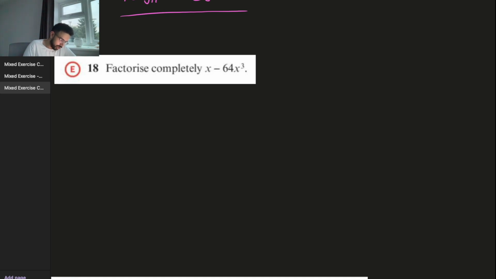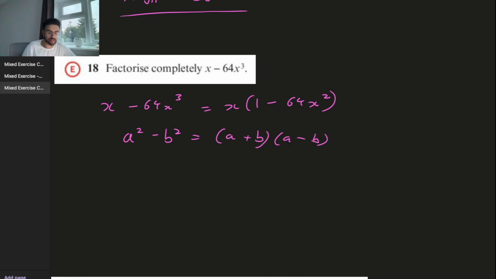On 18, we've got x minus 64x cubed. Now, straight away, I can pull out a factor of x because they're both divisible by it. So it's simply going to be x times 1 minus 64x squared. And now I can see that this is also a difference of squares. Because remember, a squared minus b squared is also equal to a plus b, a minus b. It's the same thing. It's just the other way around in this question. Now, I can rewrite 1 minus 64x squared as 1 plus 8x and 1 minus 8x.